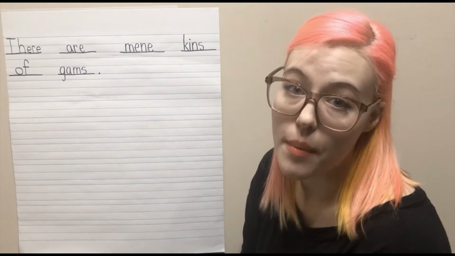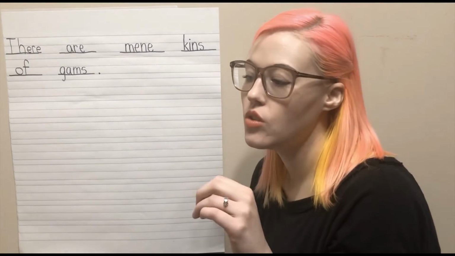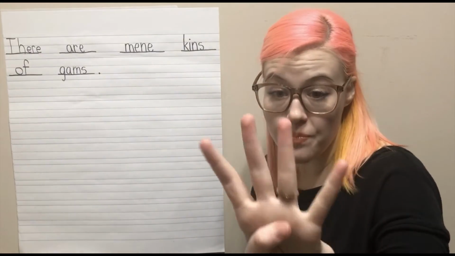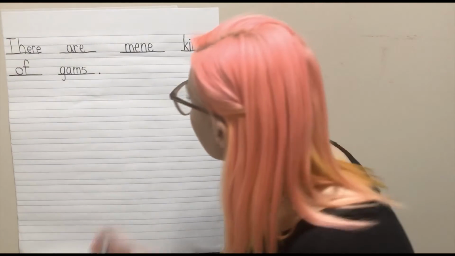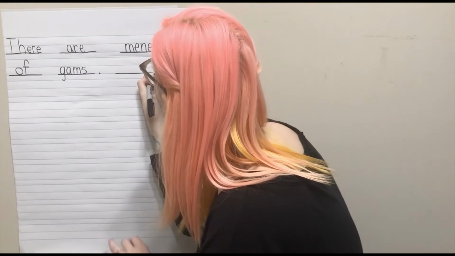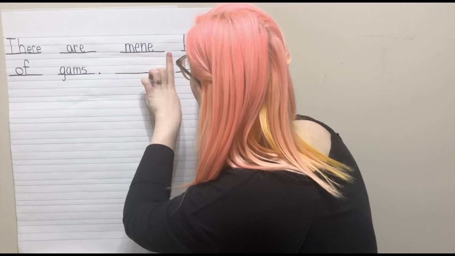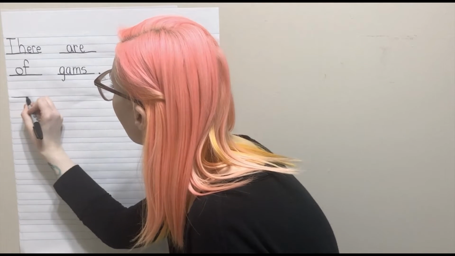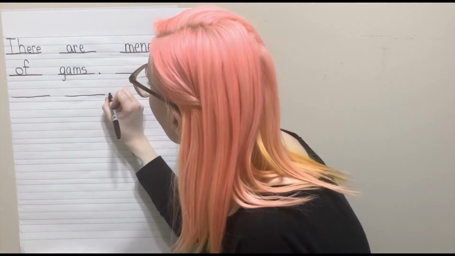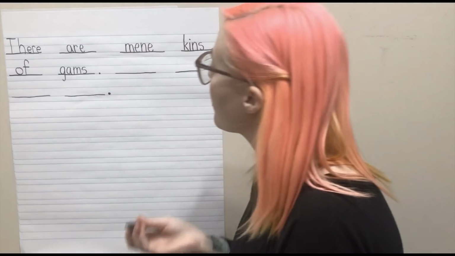So now I need to write about those different games. So there are video games. So that's 4 words. 1, finger space. 2, 3, finger space. 4, and a period at the end.